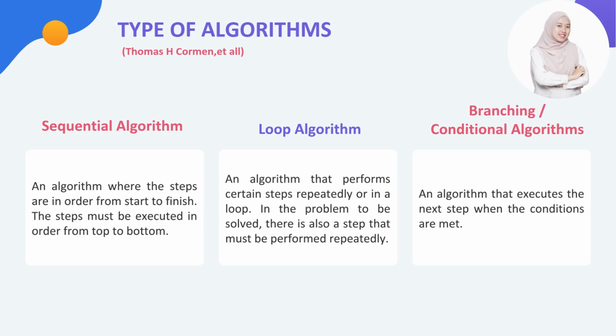Conditional algorithm. A conditional or branching algorithm makes decisions. It checks whether a condition is true or false, and then chooses the next step accordingly. For example, if a password is correct, grant access. If not, show an error message. This type of algorithm is essential in almost all computer programs.